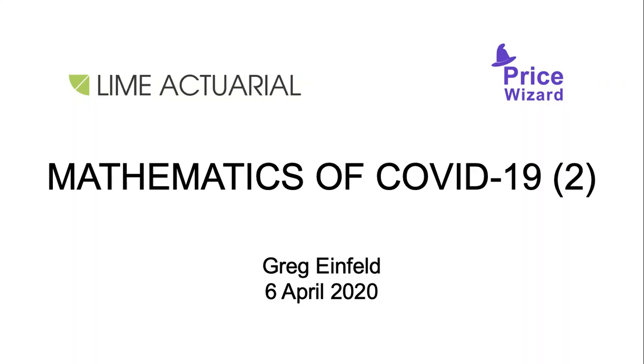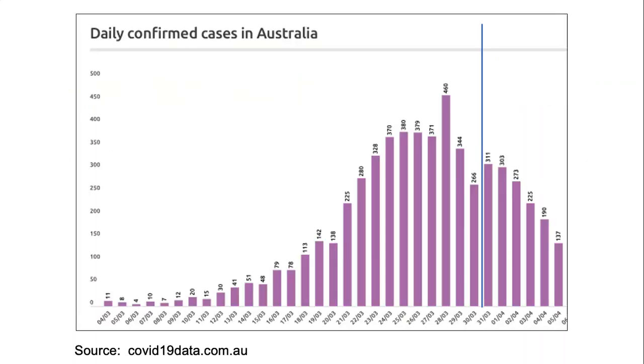So in the first video, we looked at the reduction in the number of cases that we'd been seeing, and I predicted that that number of cases was peaking. This is where we were, where the vertical blue line is here at the 31st of March, and we can see that that trend has continued, which is really good news. This is Australian new cases recorded every day. So good news that that's reduced.